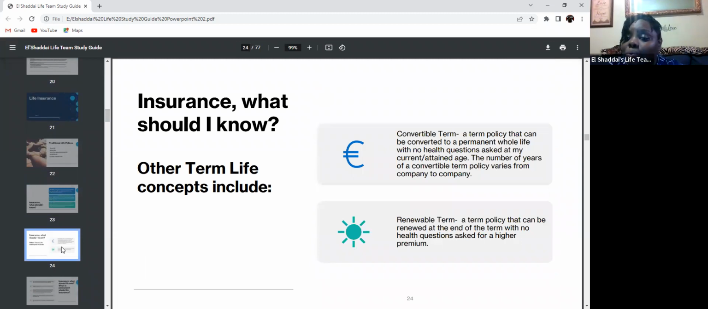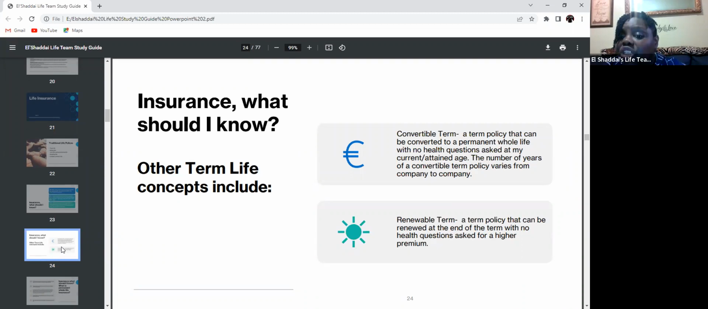Insurance, what should I know? Other term life concepts include convertible term, a term policy that can be converted to a permanent or whole life. Permanent and whole life are used interchangeably. You may see permanent policy, you may see whole life policy. They both mean the same thing.